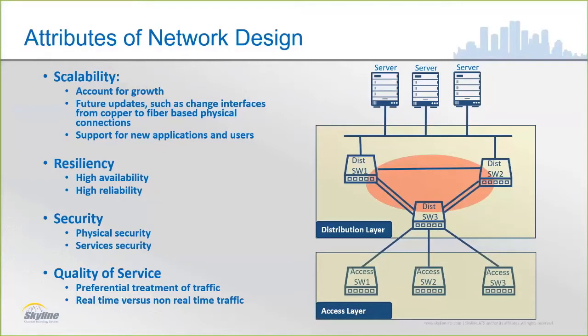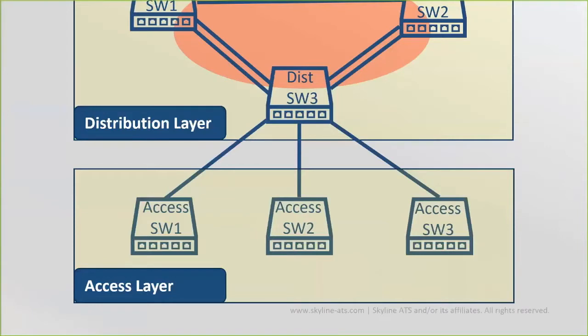As an example, at the access layer, and I'll focus in on that a little bit, we want to have some degree of modularity so that as we connect additional users into our access layer devices, we can then aggregate that with higher speed uplinks into our distribution layer.